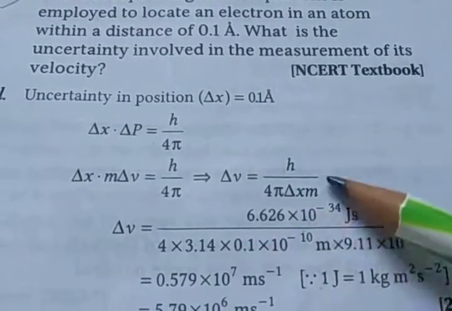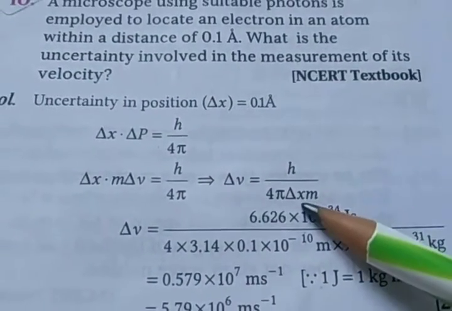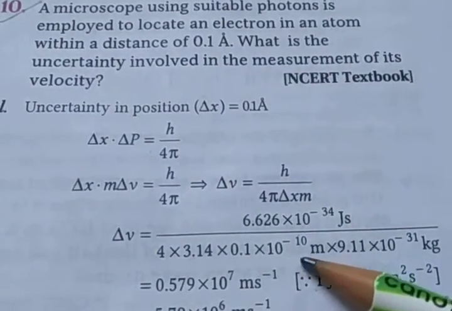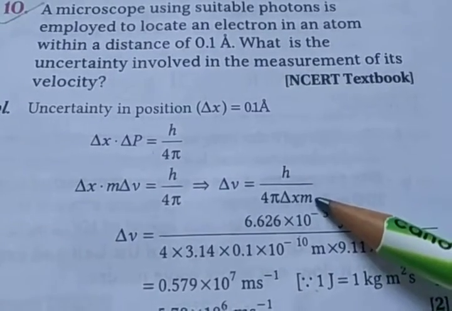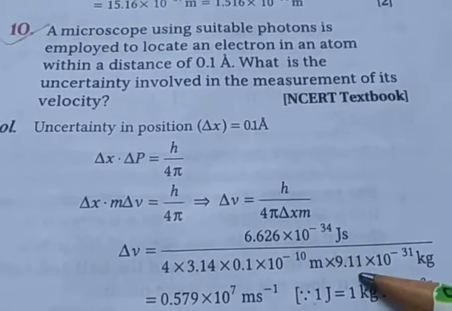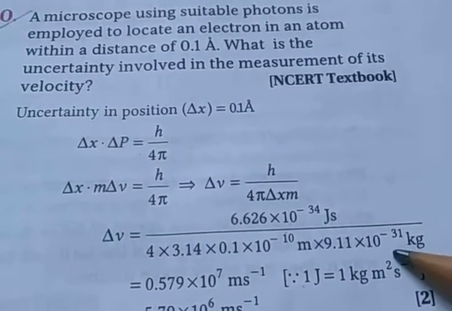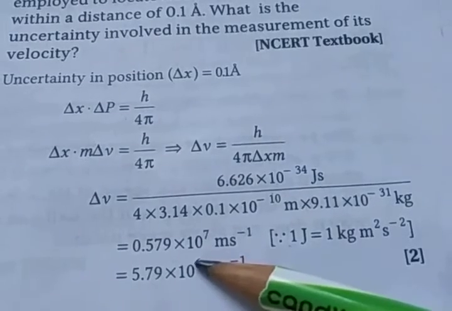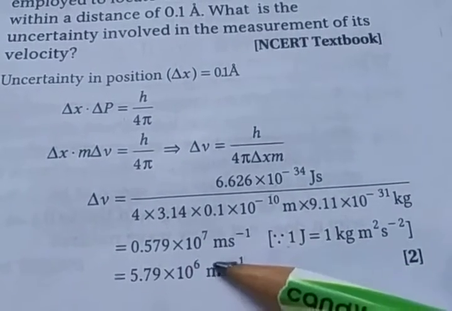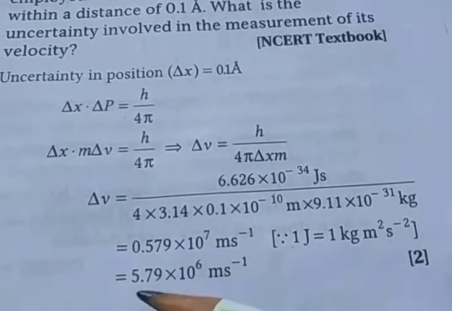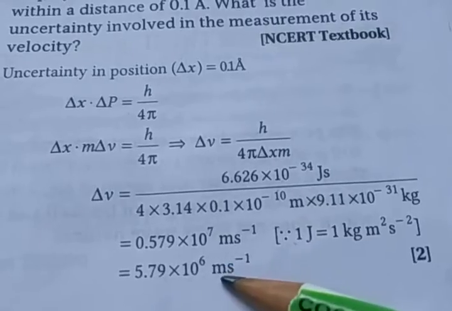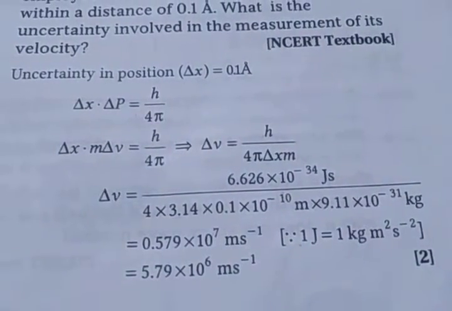So put the values: h Planck constant, 4 into pi value 3.14, and delta x, the uncertainty in position, 0.1 into 10 to the power minus 10 meter, and mass of the electron 9.11 into 10 to the power minus 31 kg. Calculate this value, we get 0.5779 into 10 to the power 7. Otherwise we put the decimal to the right hand side, so one decrease, so 5.79 into 10 to the power 6 meter second inverse.